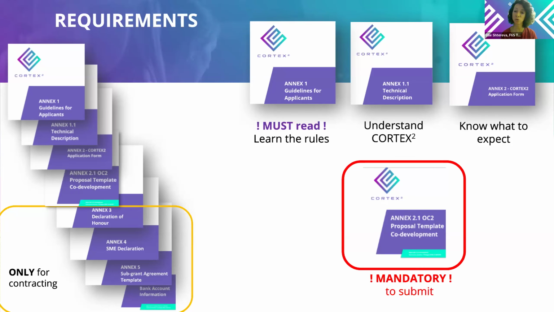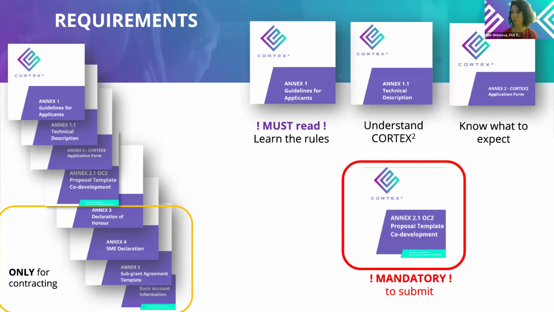Then we have Annex 2, which is the application form. This document on the website is for reference purpose only. The actual application form is available on the F6S page, which is the only way for you to apply. The apply button can be found, of course, on the project website. Once you click on it, you're going to be automatically redirected to the F6S page, and then you start filling in your application.